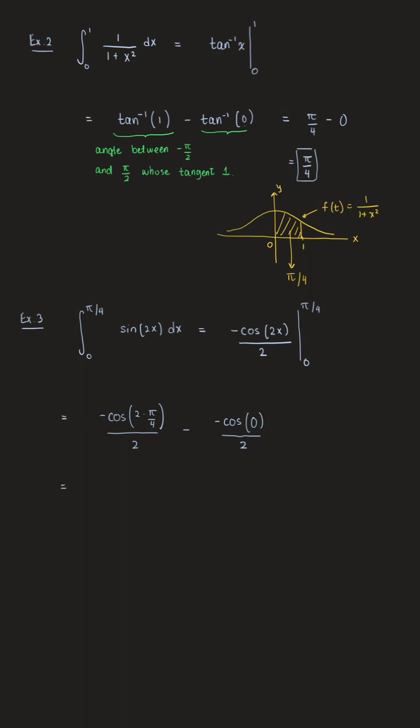And so for the first expression, notice that 2 times pi over 4 is pi over 2 because 2 goes into 4 twice. So that's negative cosine of pi over 2. But the cosine of pi over 2 is 0. So this just gives us a 0 minus, and cosine of 0 is 1. So here we get a negative a half because the value in the numerator will be a minus 1. And negative of negative a half is positive a half. So this integral value is just 1/2.